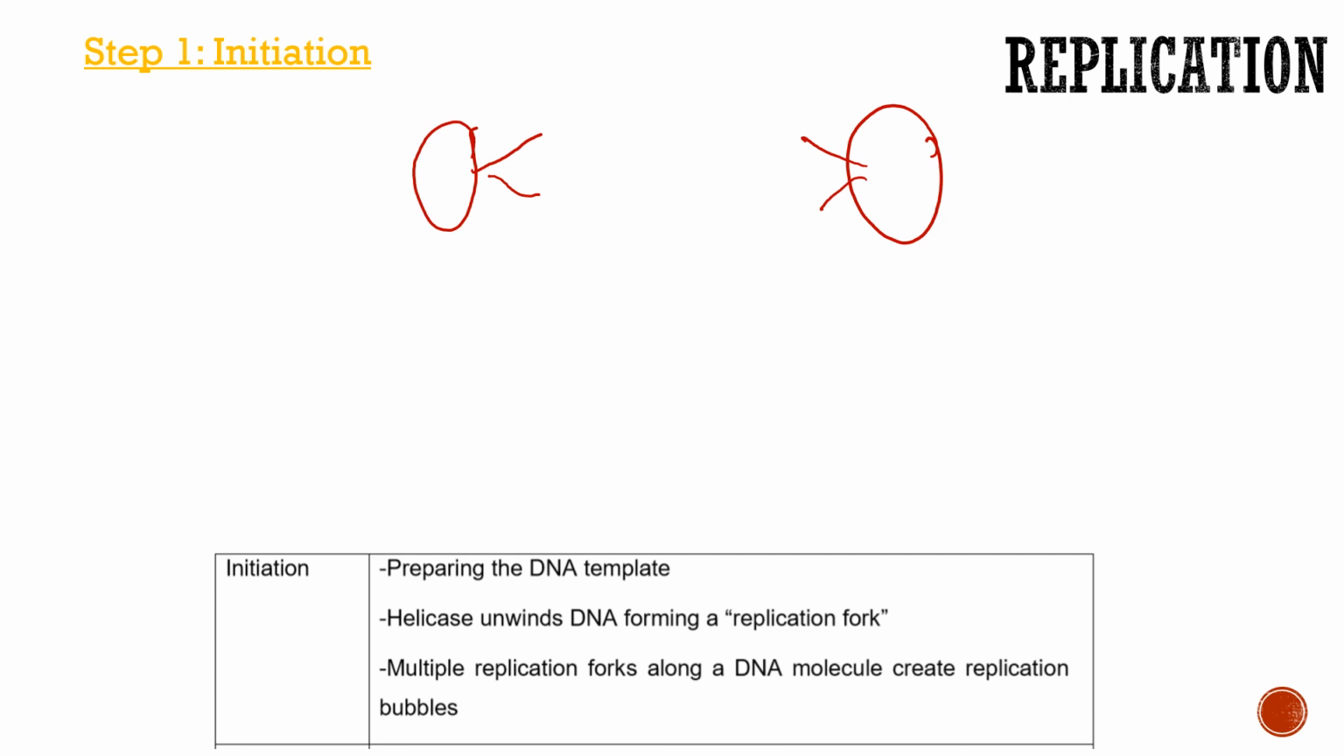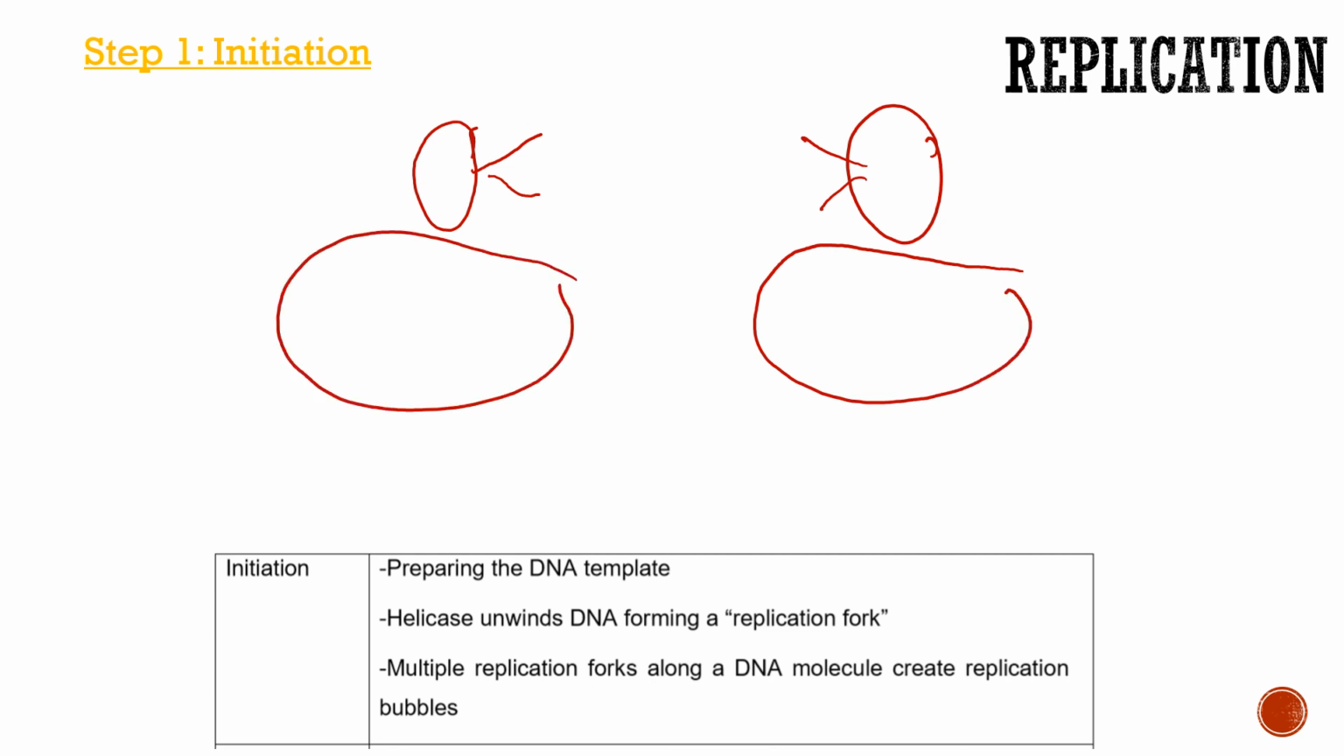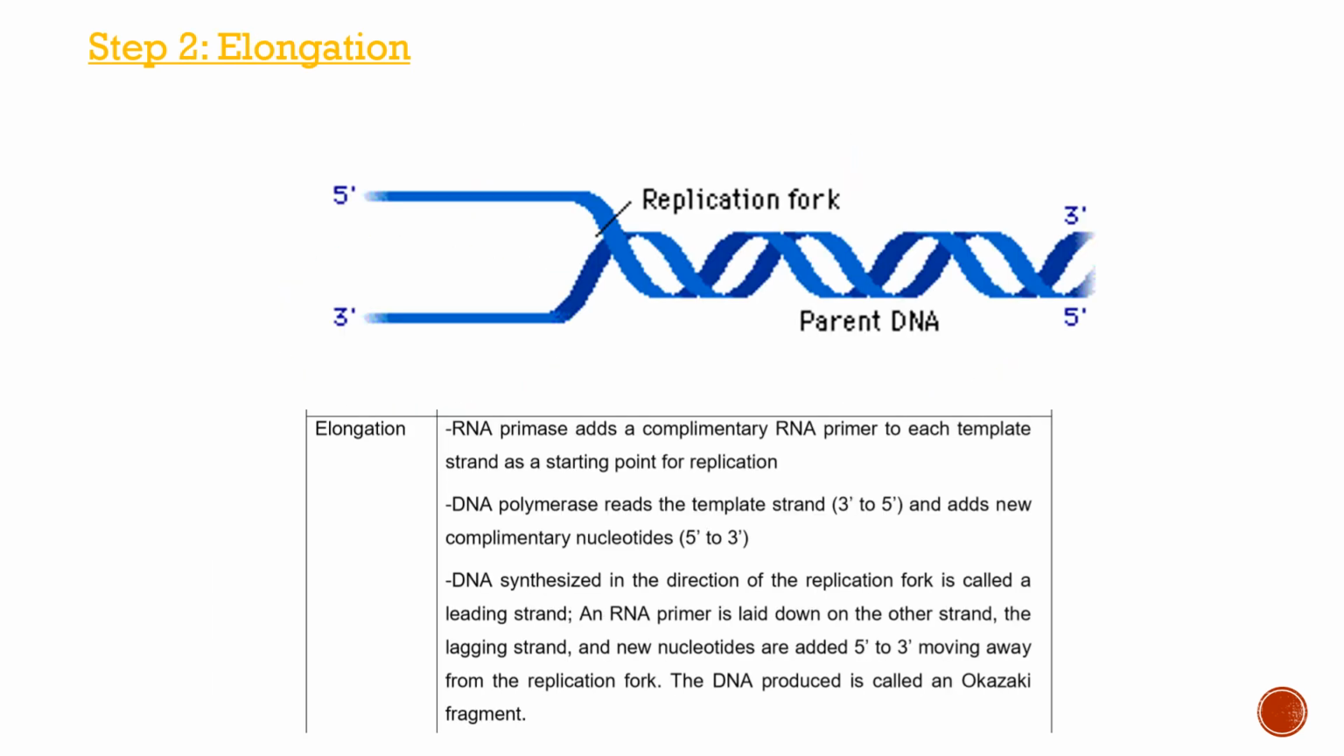And multiple replication forks along a DNA molecule create replication bubbles. So this is what you call the replication bubbles. So in elongation, an RNA primase, in green here, adds a complementary RNA primer, in red, to each template strand as a starting point for replication.